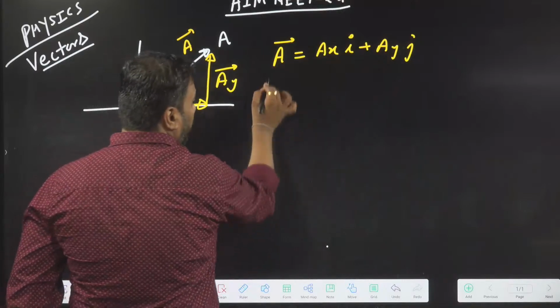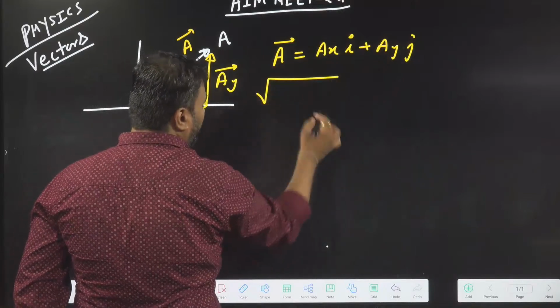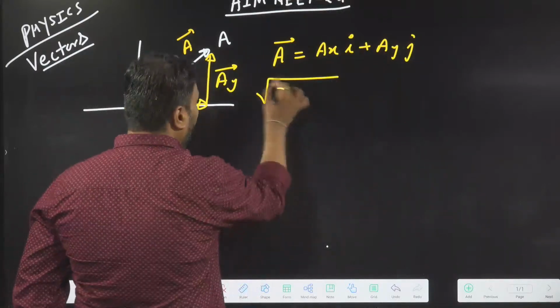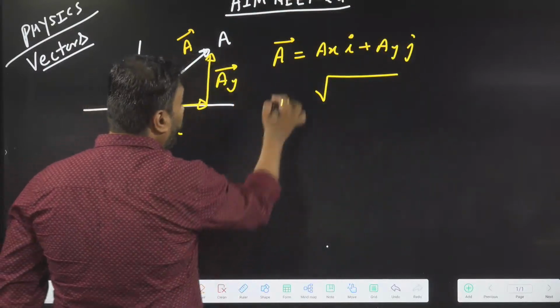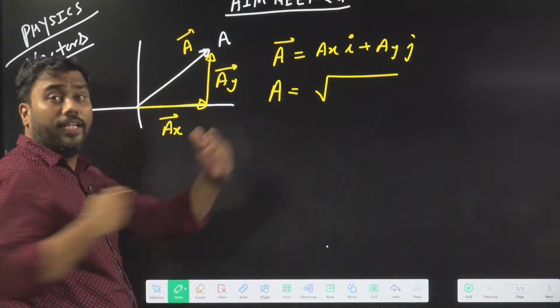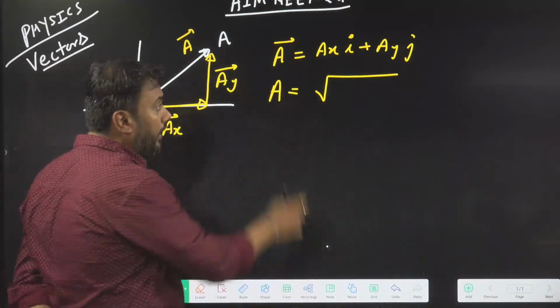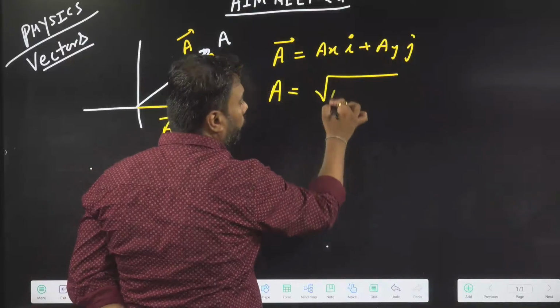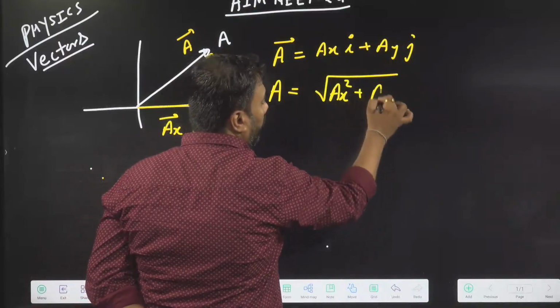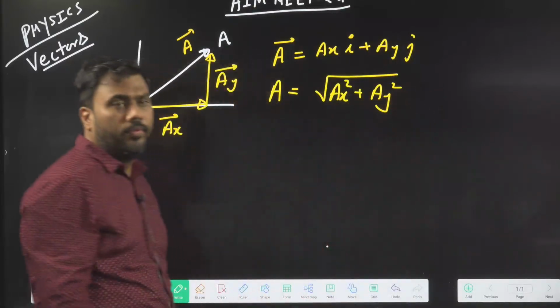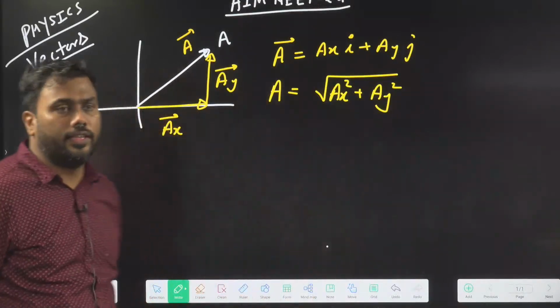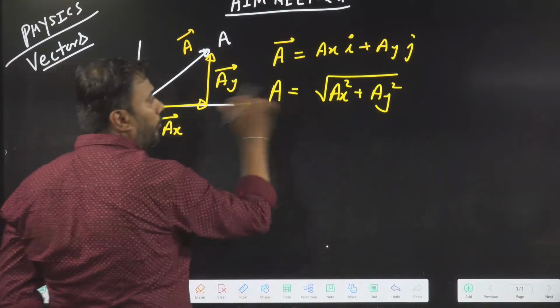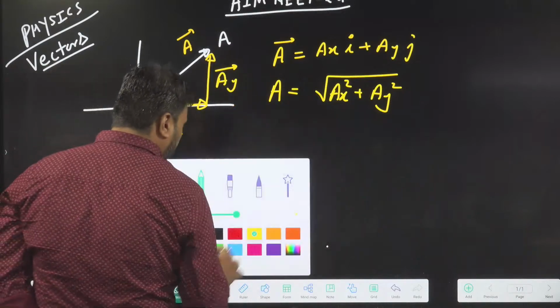If we know the vector in component format, we can calculate the magnitude of vector. How to find the magnitude of vector? Magnitude means length of vector. Length of vector is root over x component square plus y component square. This is for 2D. In 3D, az square is also there. So in 2D, this is how we will find the magnitude of the vector.